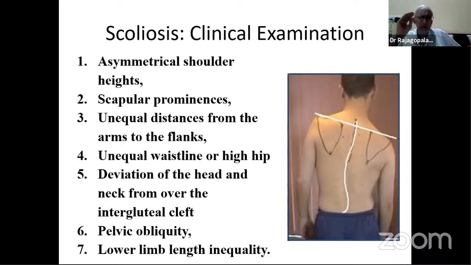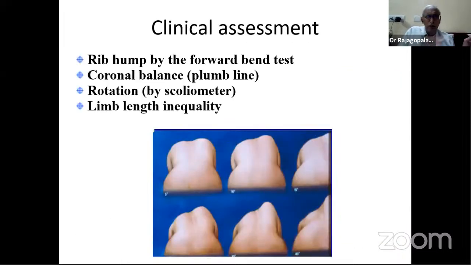So at least a few things: the asymmetry of the shoulder, scapula levels, scapula prominence, scapula size, the distance from the arms to the flank, pelvic tilt, and head deviation. The pelvic tilt and head deviation are the important points that you must mention on inspection. This you can see. If you don't tell, the examiner may not give you the help. Once this is over, then you have to examine the patient. To start, even though we don't expect this patient to have pain, you check for pain and tenderness. So you have to start from all that.